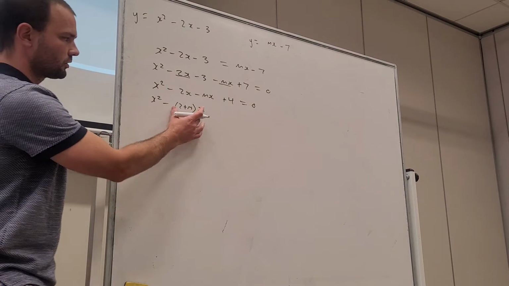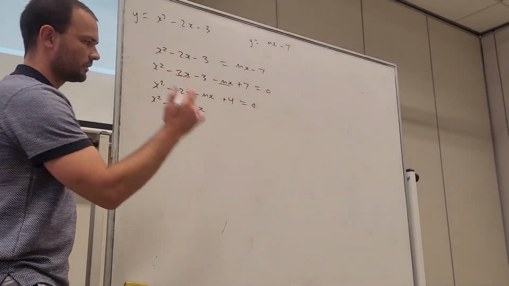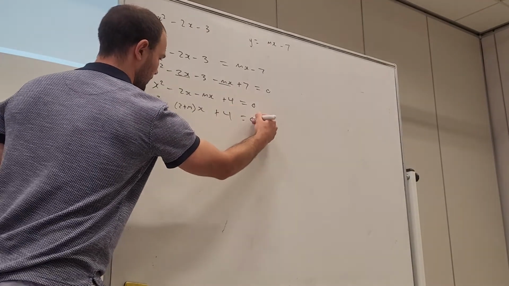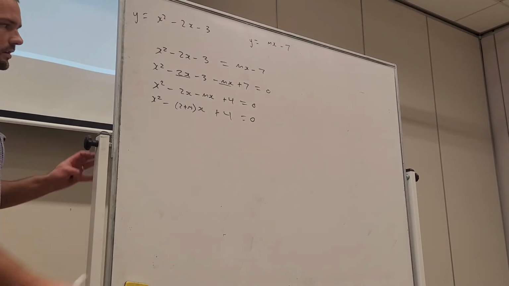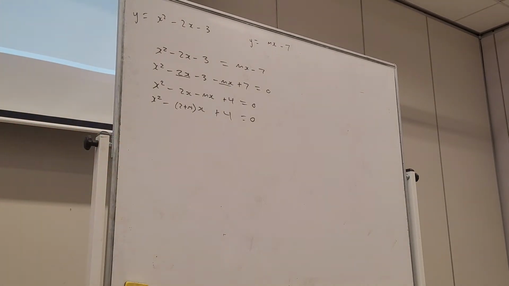So that's probably one of the tricky things, but the reason we're doing that, I'll show you in a moment. And then we have plus 4 equals 0. All right, so that's okay. Let's jump back over here for a second.